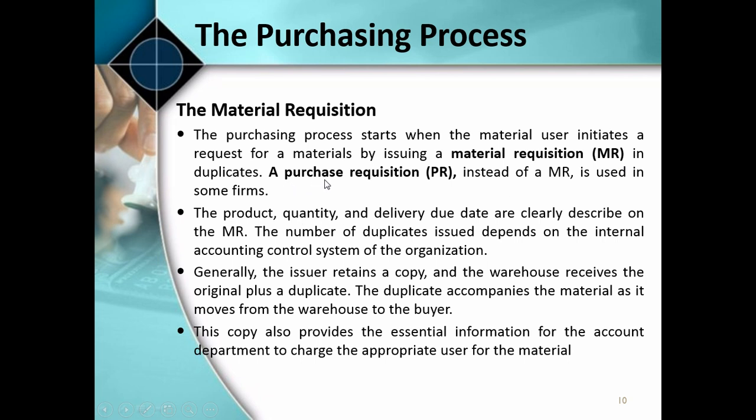Okay. So it says a purchase requisition, PR, instead of material requisition, is used in some firms. Instead of using material requisition, they also use purchase requisition. It is the same thing. So the product quantity and delivery due date are clearly described on the material requisition. The number of duplicates issued depends on the internal accounting control system of the organisation. Generally, the issuer retains a copy and the warehouse receives the original plus a duplicate.